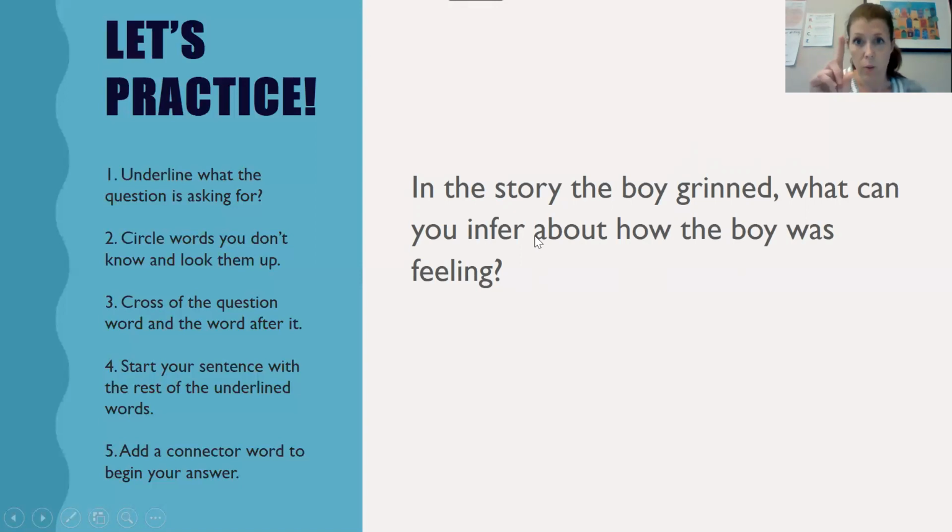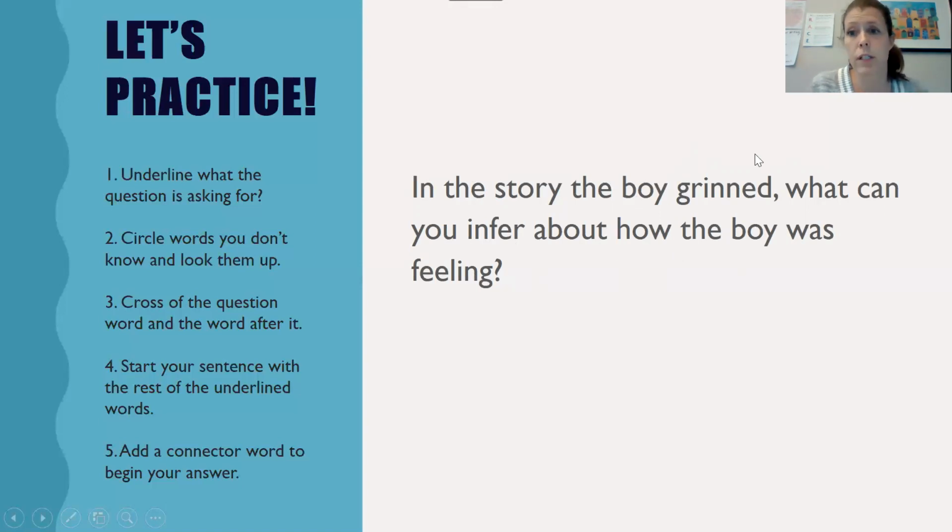So first, we have to figure out, what is the question asking? Do we understand the question? In the story, the boy grinned. Is that asking us anything? No, it's just telling us about the story. I don't see a question word in here. Just telling us what happened in the story. What can you infer about how the boy was feeling?